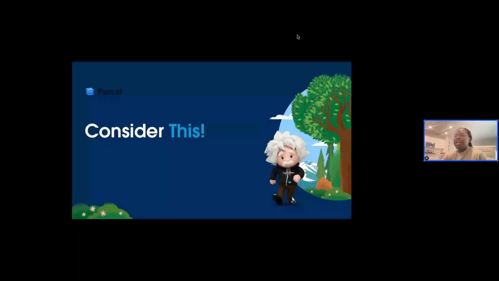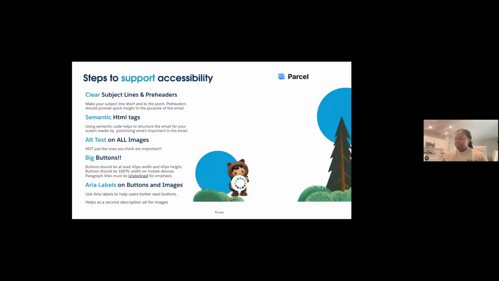So I urge you guys to consider this. Consider clear subject lines and pre-headers. Make sure that your subject lines are short and to the point. And this is more so for the designers in the room. I know that as email devs, we don't necessarily have control over these things, but we can maybe say, hey, this is something I might want to point out to you guys as, I just took this really cool accessibility talk from Najee, and she just kind of gave me some advice. Make your subject lines short and to the point.